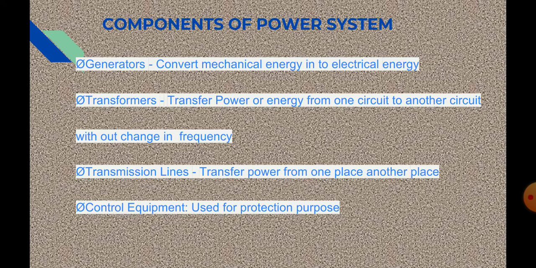Next, components of the power systems. There are four basic components of the power systems: generators, transformers, transmission lines, and control equipment. The generator converts mechanical energy to electrical energy. Transformers transfer power or energy from one circuit to another circuit without change in the frequency. Transmission lines transfer power from one place to another. Control equipment is used for protection purposes. So this is about the components of the power systems.